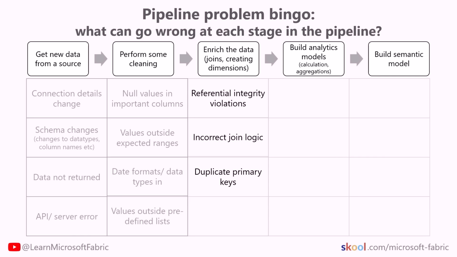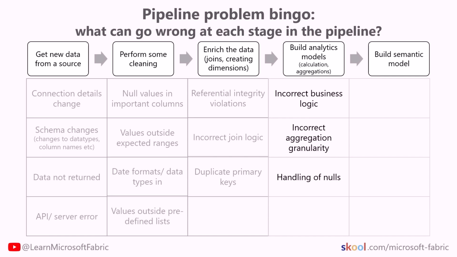Perhaps you built your transformation logic and it was working, but then 3 months later, the data changes slightly and you didn't think about a specific edge case. So that's going to introduce data quality issues as well, one of which could be a duplicate primary key. And we're building analytical models.